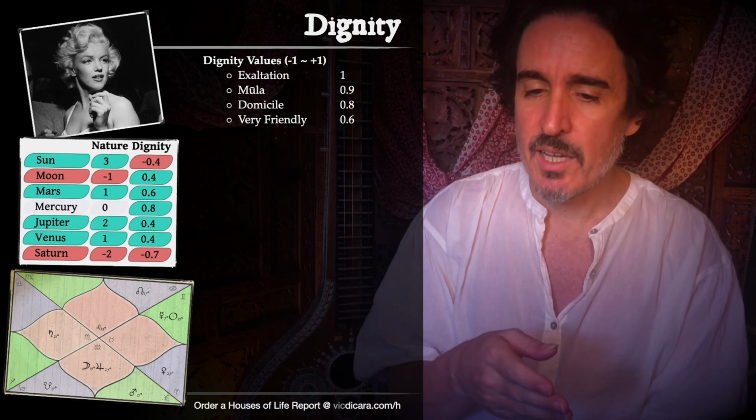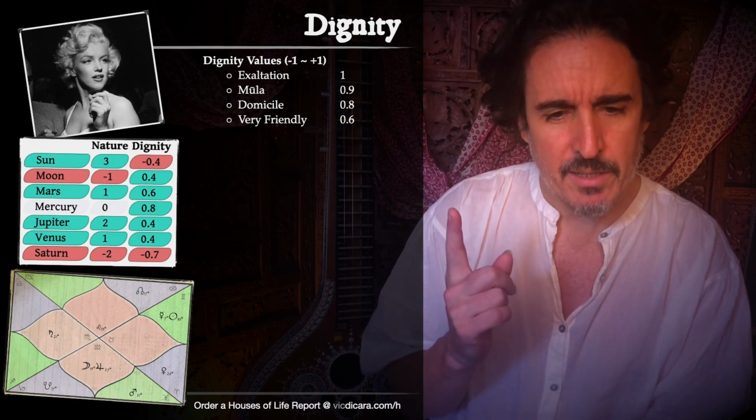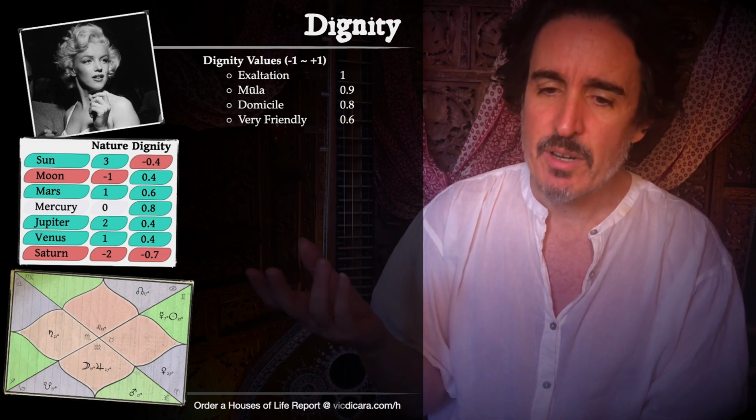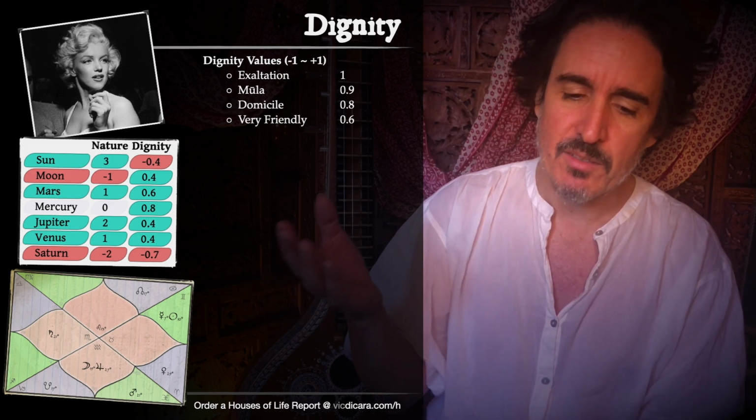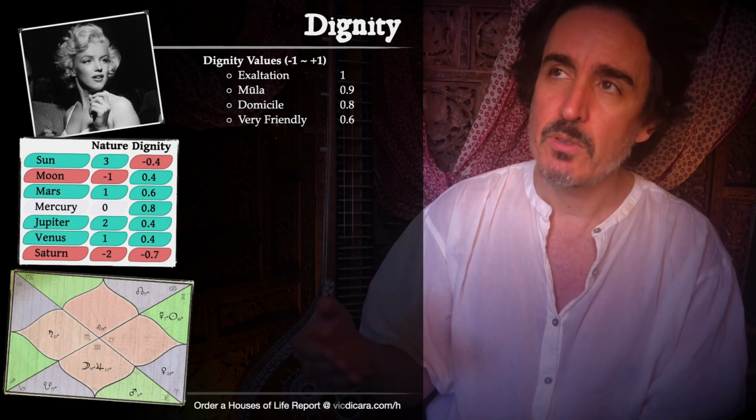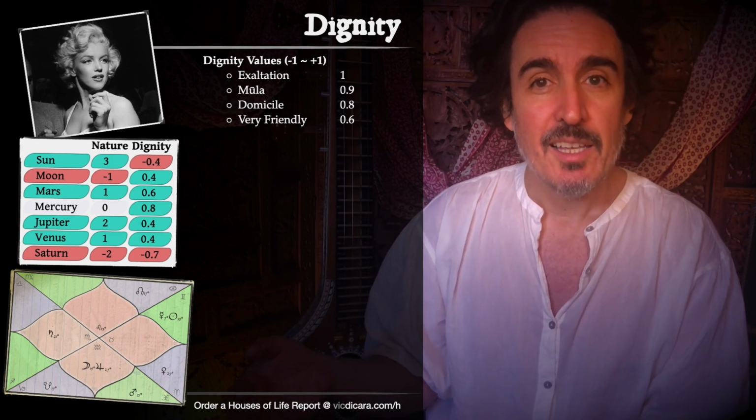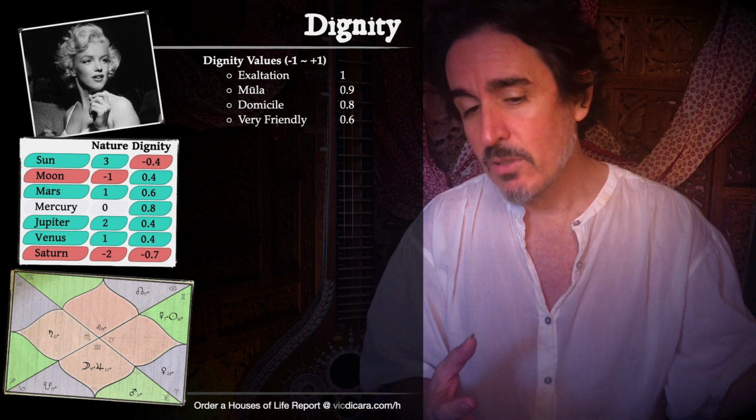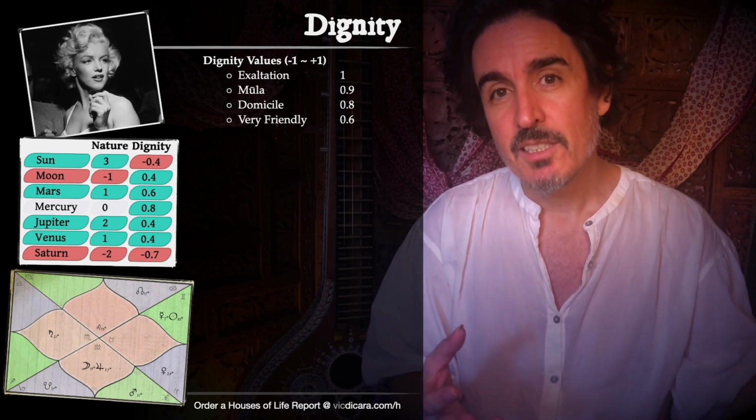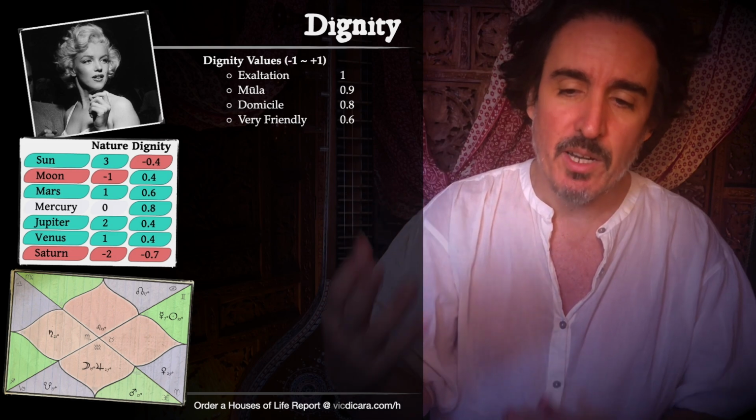Okay, so she's got one planet, Mars, that's in the very friendly dignity. It's in Pisces, which belongs to Jupiter, who is Mars' natural friend. And then Jupiter is close by, but not too close. He's over in Aquarius. So that makes the friendship improve to be very friendly.